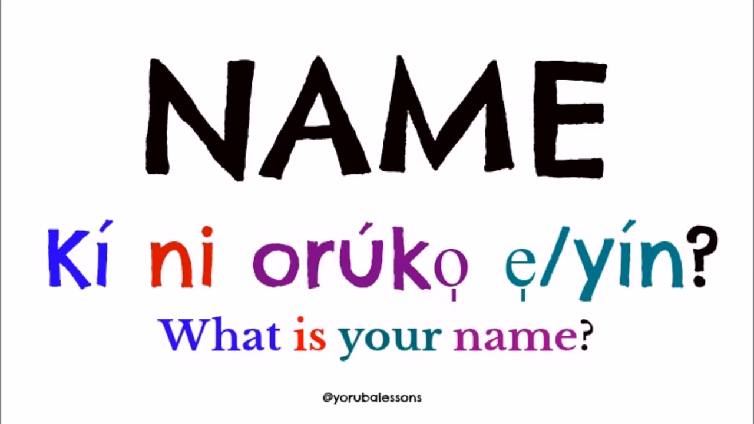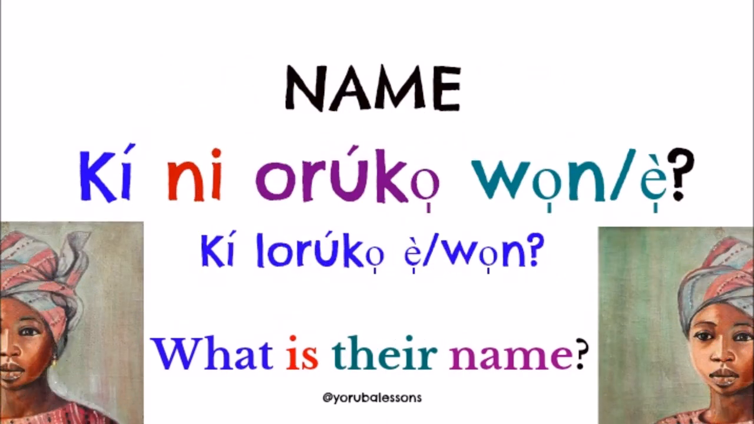Or if it is more than one person that you're engaged in a direct conversation with, it would be Kini oruko yin. So even if there are two people and those two people are younger than you, it would be Kini oruko yin. If it is one person that is older than you and another person that is younger than you, it would still be Kini oruko yin or Kilo oruko yin. It's the plural pronoun. If you watch my video on pronouns, you would understand this better, that the pronoun has to change depending on whether the person is older than you or whether you are addressing or talking about more than one person. So Kini oruko yin, what is your name?